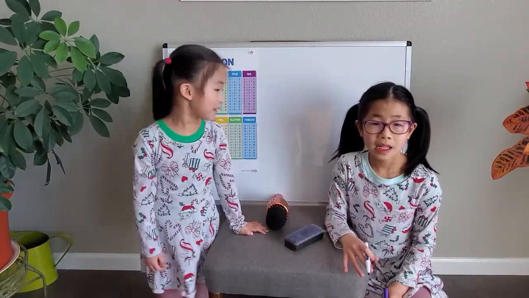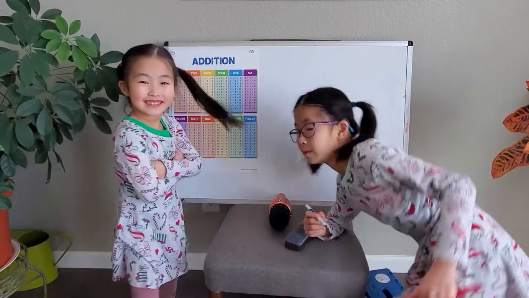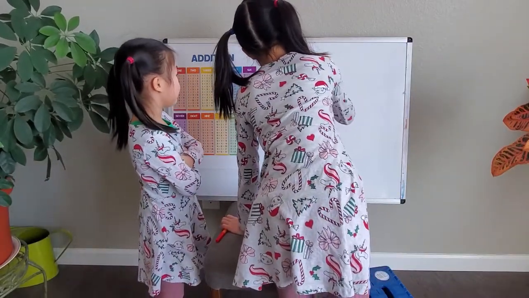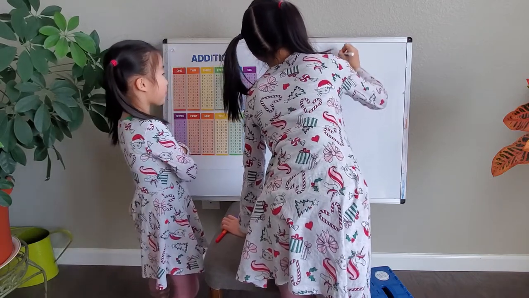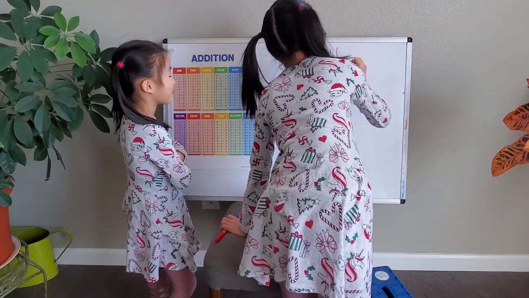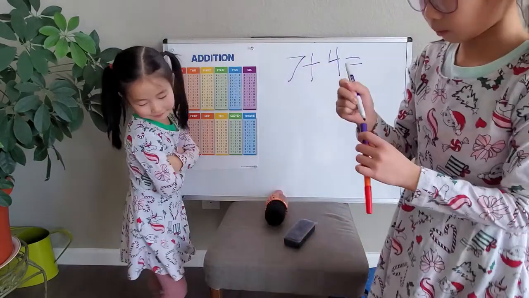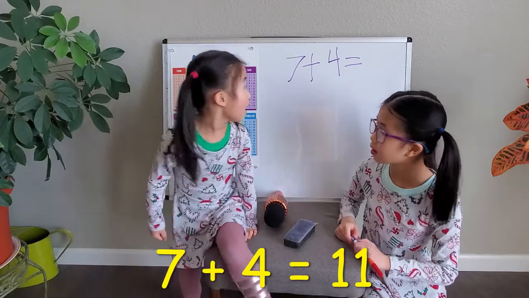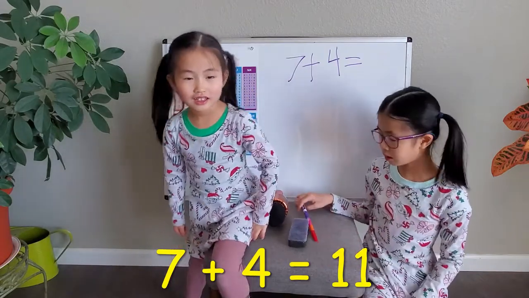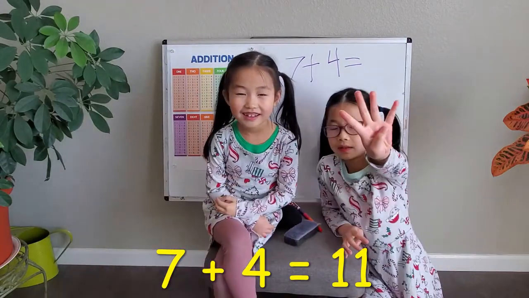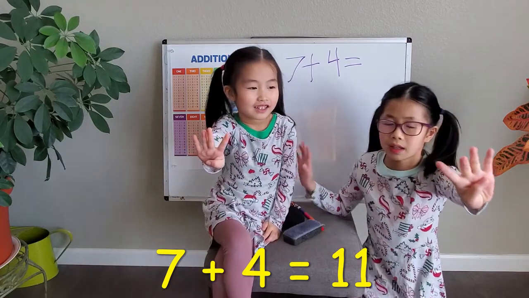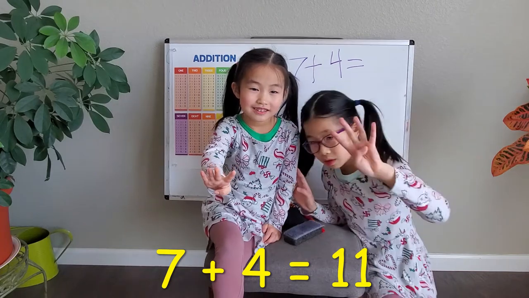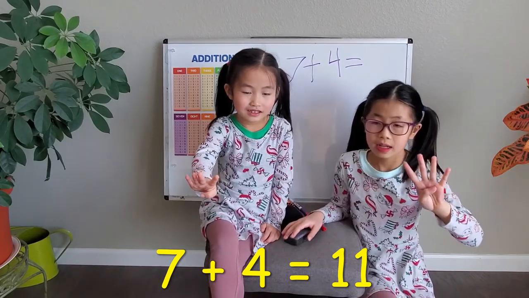Now, let me show you another example. So the smallest number is 4. So we're going to show 4 fingers. The greatest number is 7. So we're going to count on from 7.